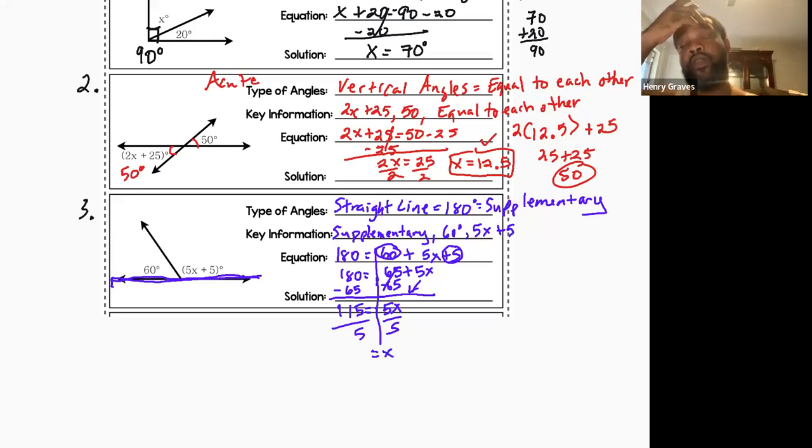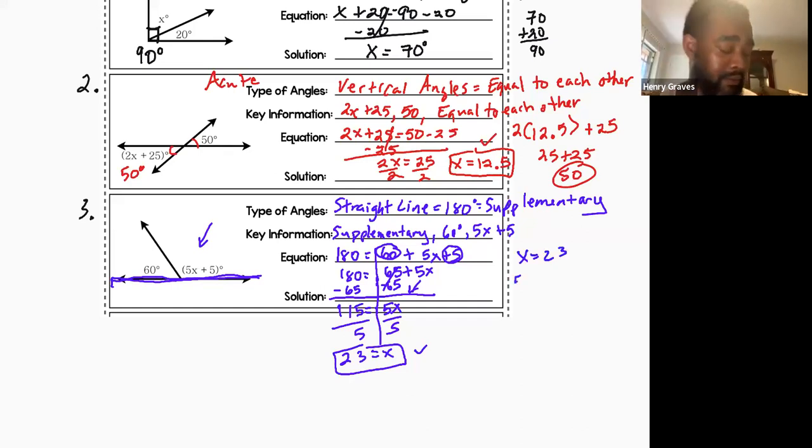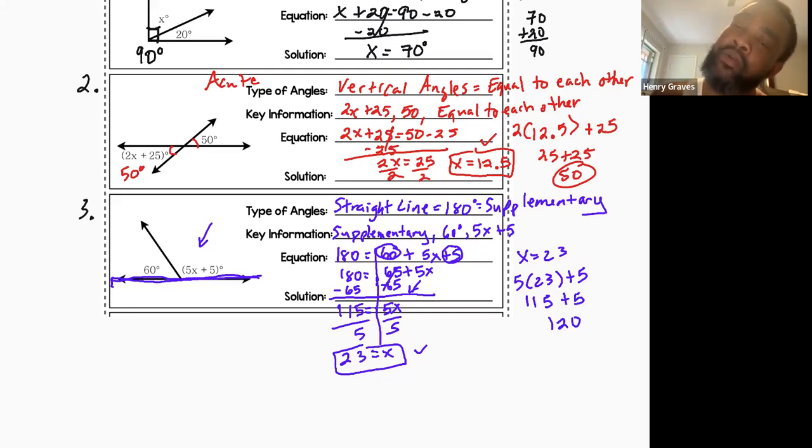But we need to figure out specifically what is this angle right here. So I know since x equals 23, I can do 5 times 23 plus 5. 5 times 23 gives me 115. And 115 plus 5 gives me 120. So this guy here is equal to 120 degrees. And that makes perfect sense, right? Because 120 plus 60 is indeed 180 degrees.